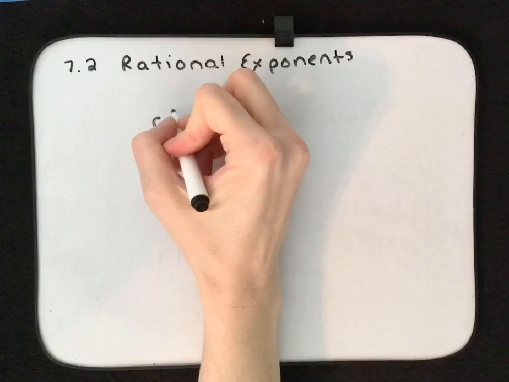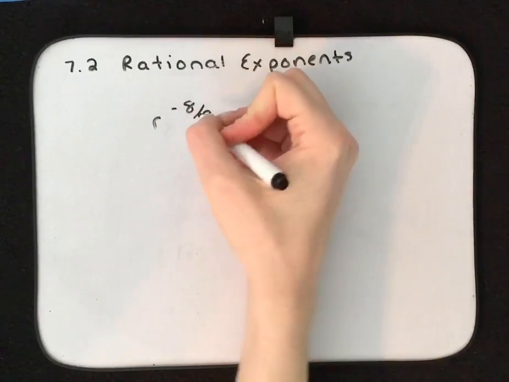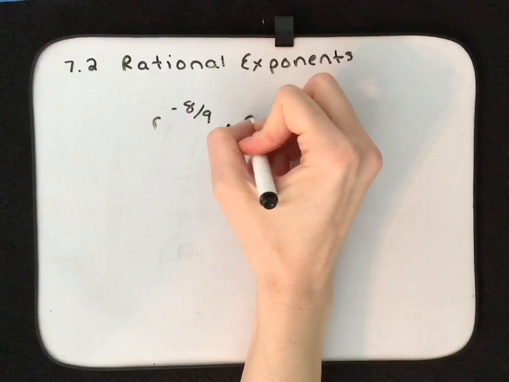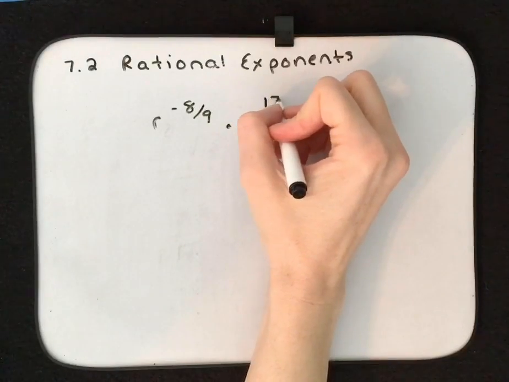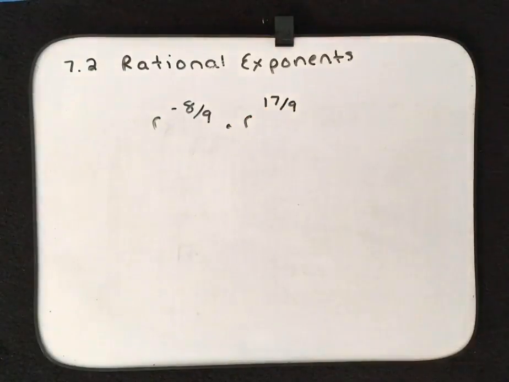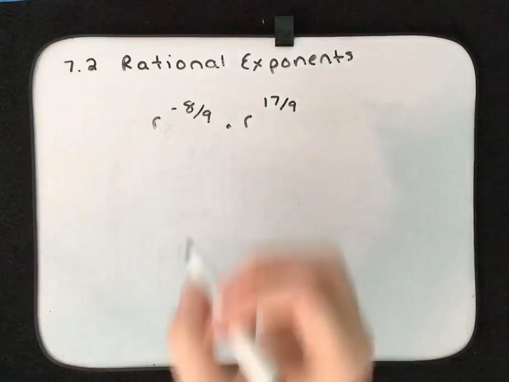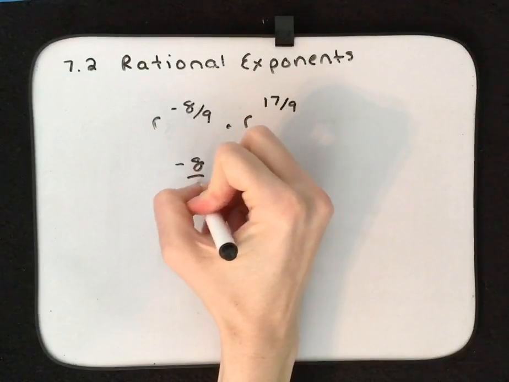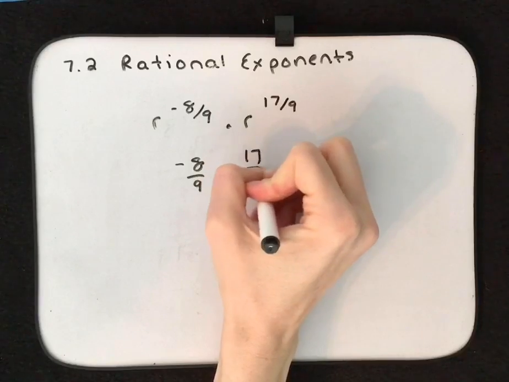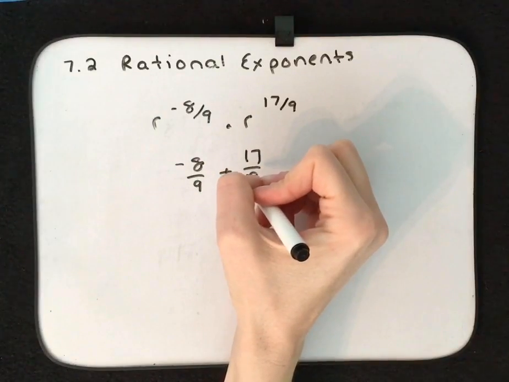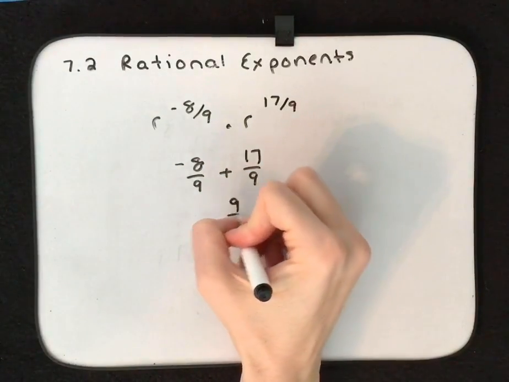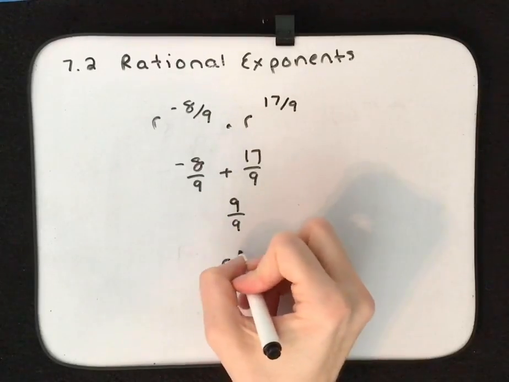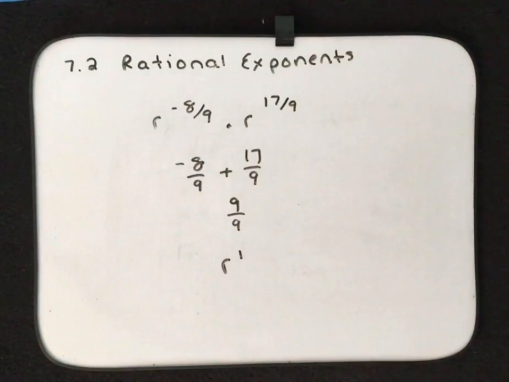If you have r to the negative 8 over 9 times r to the 17 over 9, there's a couple ways you could go about this one. You could switch the negative exponent to the denominator, or when you're multiplying, you know that you add your exponents. So you could look at negative 8 over 9 plus 17 over 9, and that gives you 9 over 9, which is 1. So this will simplify to r to the first.